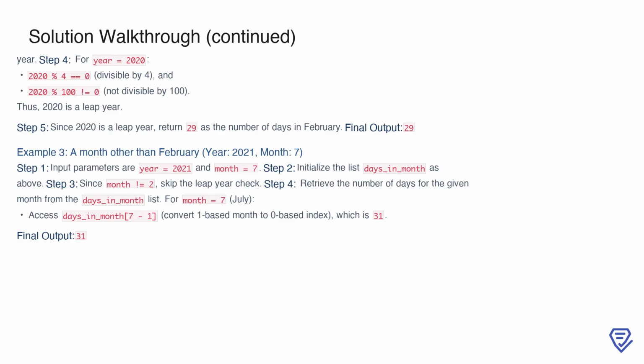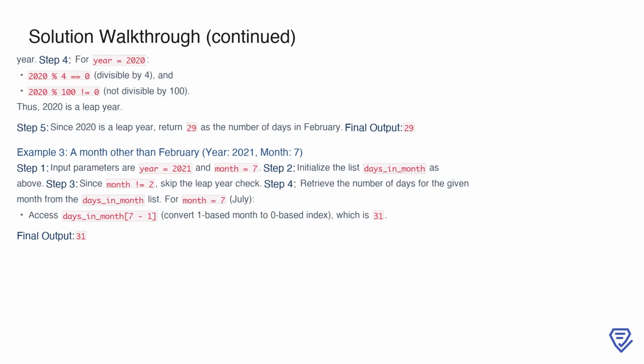Now, let's consider a leap year scenario, specifically with the year 2020 and the month of February. The input parameters are year equals 2020 and month equals 2. Again, we initialize the same days_in_month list as before. Since the input month is February, we need to evaluate if 2020 is a leap year. This time, the year 2020 satisfies the leap year conditions because it is divisible by 4 and not divisible by 100. Therefore, 2020 is a leap year, and February in a leap year has 29 days. We return 29 as the final output.